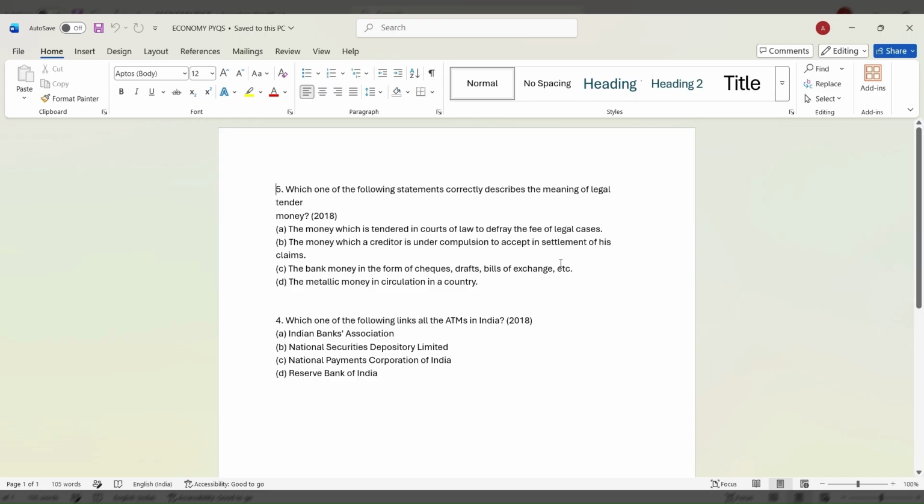All right. Option D says the metallic money in circulation in a country. This option is also wrong because legal tender money is not only limited to metallic money. It includes rupee currency notes also, and coins. Legal tender money includes currency notes and coins that are basically issued by RBI. So saying that the metallic money in circulation in a country is legal tender money would be wrong. So our correct answer is option B.